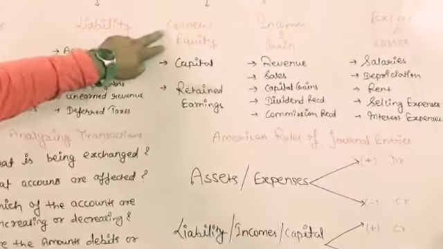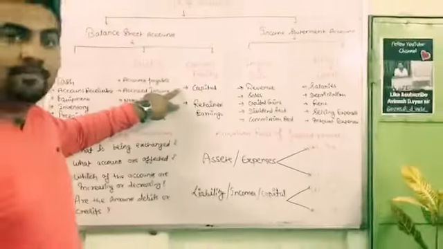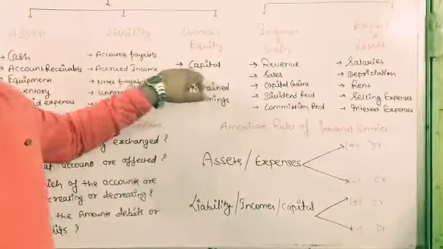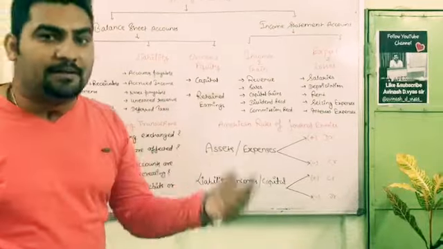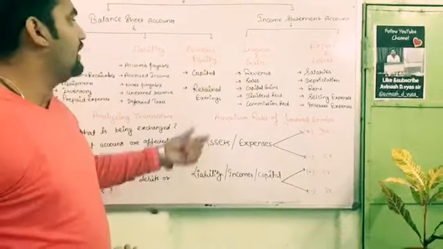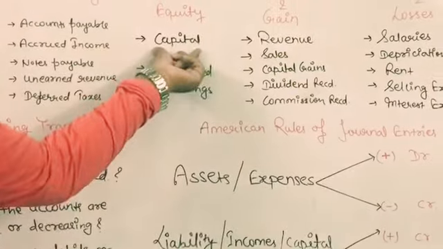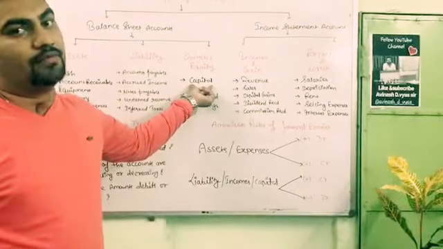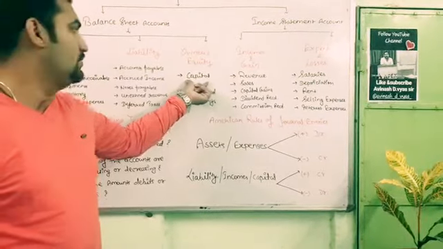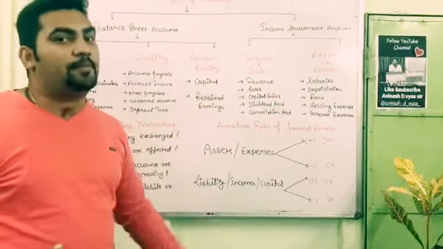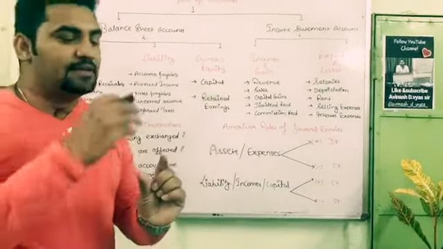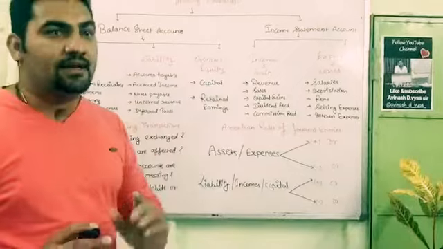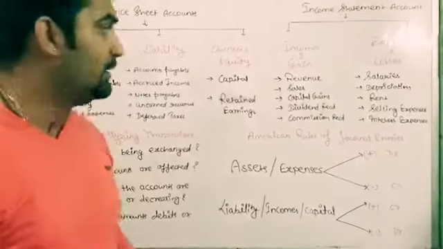Owner equity is further divided into 2 parts. One is capital, which is money introduced by the business owner. I will take drawing also as a part of the capital, which is money withdrawn from the business for personal use. The other is retained earnings, that part of profit which is retained in the business for future events.